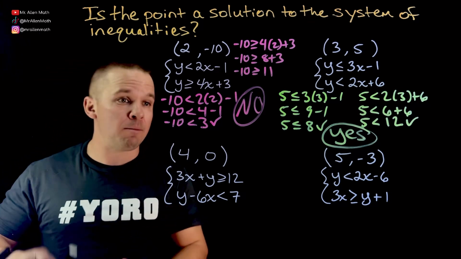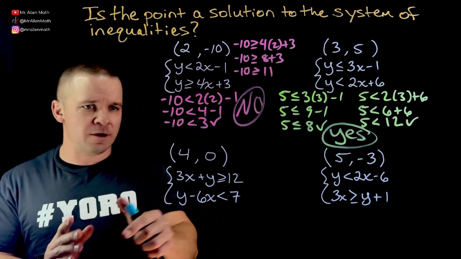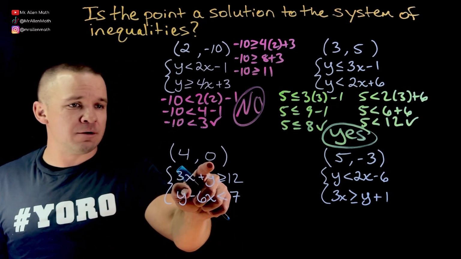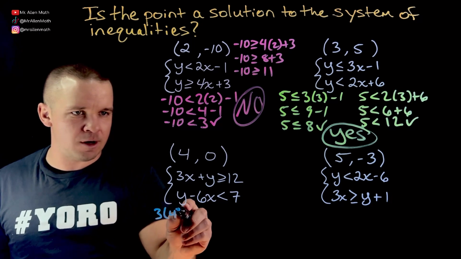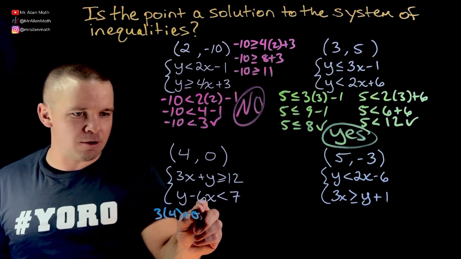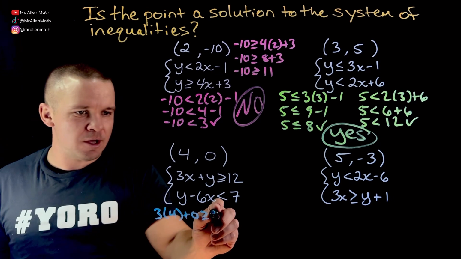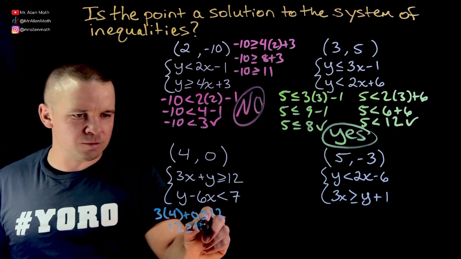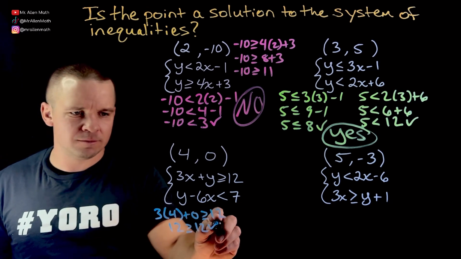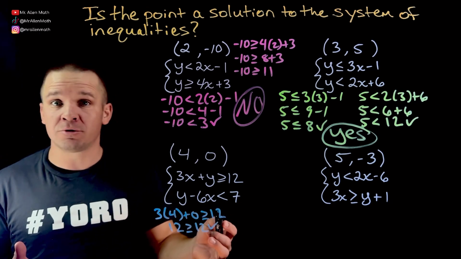All right. Let's go with blue for this one. So here I've got 4 comma 0. So if I plug in 4 for x, we got 3 parentheses 4 plus y, so plus 0. I'll just throw it in there anyways. Greater than or equal to 12. Well, I got 12 greater than or equal to 12. Is 12 greater than or equal to 12? Heck yeah, it is. It's equal to 12, right?